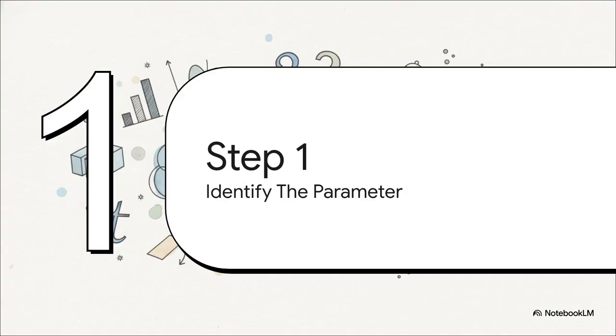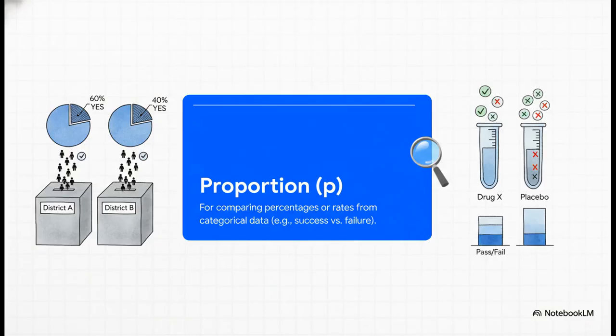So let's dive into that first big question. What is your parameter? This is really about getting to the heart of what you want to know from your data. First up, we've got the proportion, which we note with the letter P. This is your go-to for anything that's about percentages or rates. Think categorical data. So stuff you can sort into buckets, like yes or no, pass or fail, voted or didn't vote. If that's your data, you're looking at proportions.